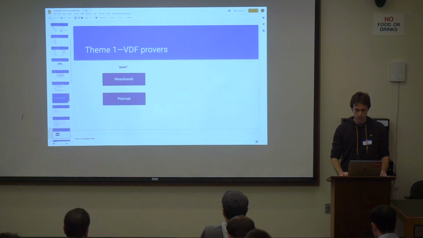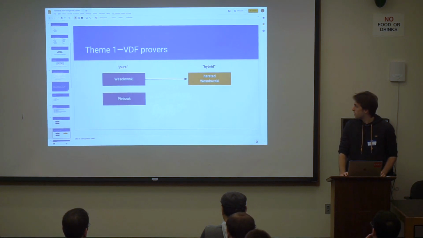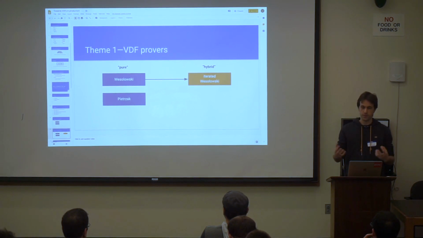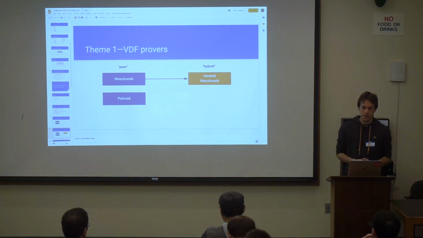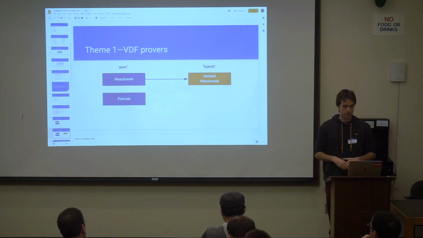And the nice thing is that you can take these pure VDF schemes and you can start building hybrids. So actually during the last VDF day, that's when we discussed the iterated Wesolowski, which gives a different trade-off between the provers. The Wesolowski prover has very short proofs, but it takes more time to generate them. And on the other extreme, you have the Pietrzak prover, which has much larger proofs, but they're very fast to generate.